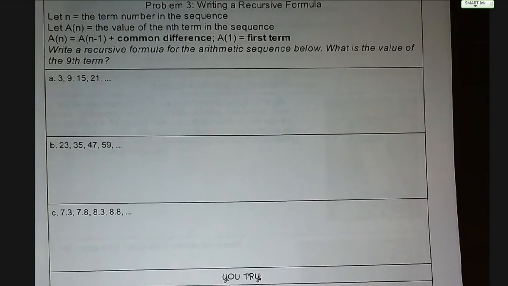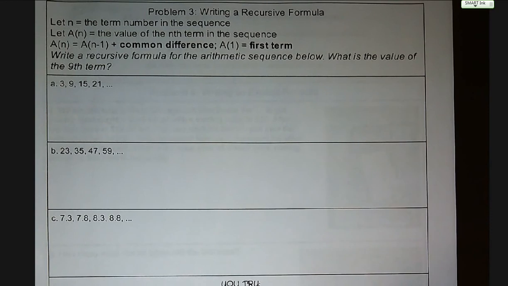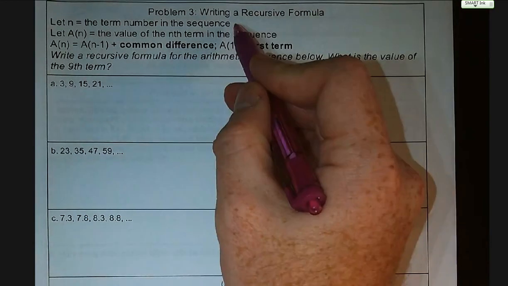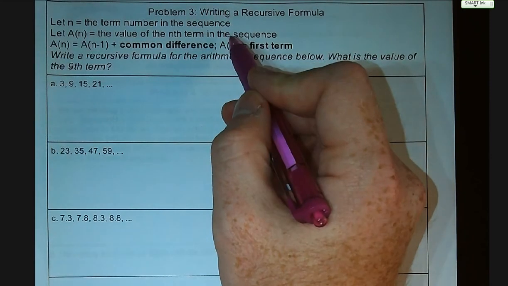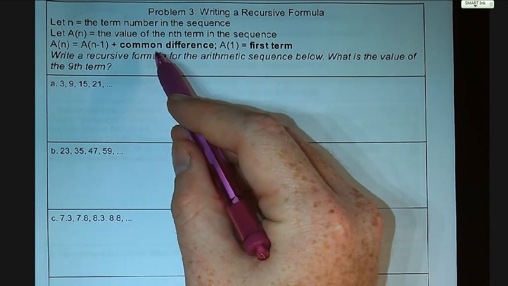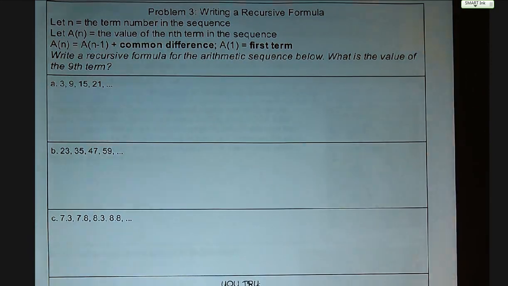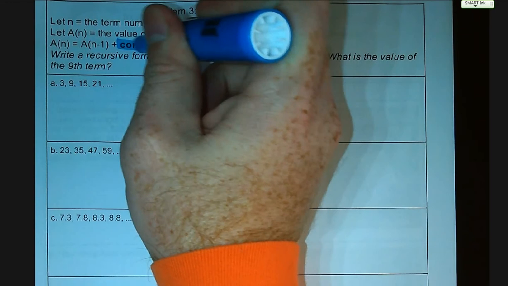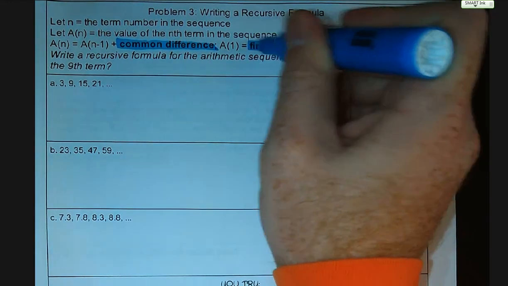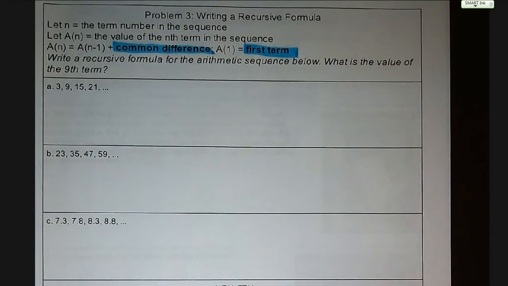Okay, problem 3. We are going to write a recursive formula. For this, we're going to let n equal the term number in the sequence, where a of n is equal to the value of the nth term in the sequence. A of n is equal to a times the quantity n minus 1 plus the common difference. If we would say that a with a 1 in parentheses, that means that we're talking about the first term in the sequence. And when we write these, only the common difference and the first term change in an arithmetic sequence in recursive form. Those are the only things we're going to change each time.